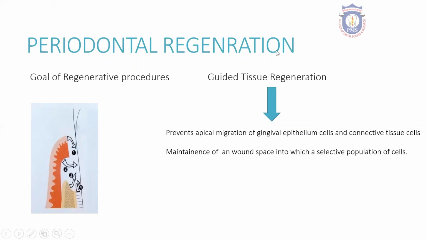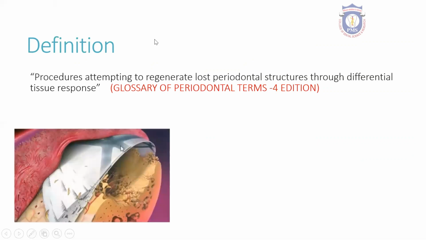So guided tissue regeneration prevents the apical migration of gingival epithelial cells and connective tissue cells, and it maintains a wound space into which a selective population of cells can arrive. So that is the goal of regenerative procedures. To define it, these are procedures attempting to regenerate the lost periodontal structures through differential tissue response.